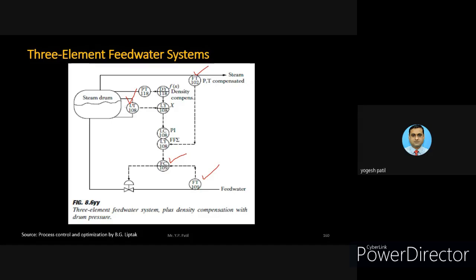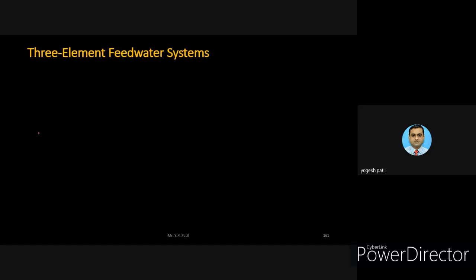So the three elements are the level of the drum, which can be measured by a level transmitter, the flow measured in the steam side, that is the output side, and also the flow measured in the feed water side. So these three parameters are measured, so it is called a three element feed water system. And what gets controlled is the flow rate of the feed water, which is manipulated with the help of this flow controller. So this is three element feed water control.